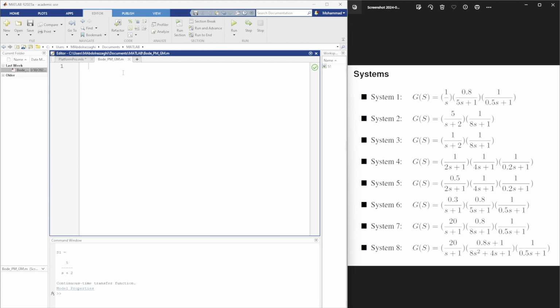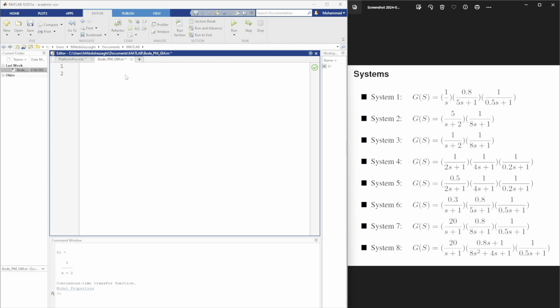So start with system 1. In order to start putting down the numbers for this system, we can break it down into smaller pieces. For instance, system 1 is composed of 3 individual components: 1 over s multiplied by this block, first order, and then another first order. So we can actually make use of each one of them as one system.